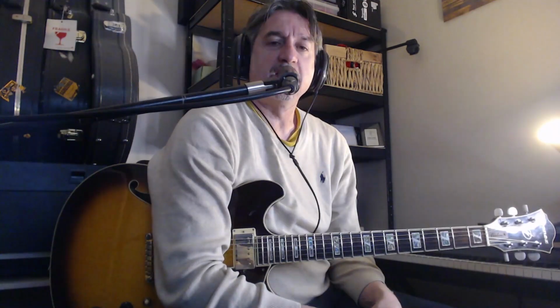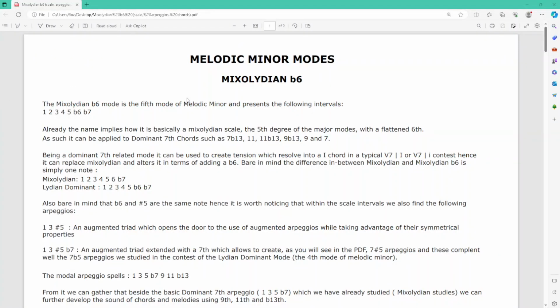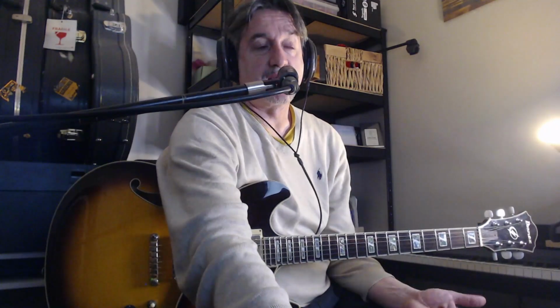In this particular lesson we're going to look at the fifth mode of melodic minor, and it is called Mixolydian flat 6. Let's dive straight into it and look at the PDF that comes with this lesson. So the Mixolydian flat 6 is the fifth mode of melodic minor and presents the following intervals: 1, 2, 3, 4, 5, flat 6, flat 7. And let's look straight to where that is coming from.